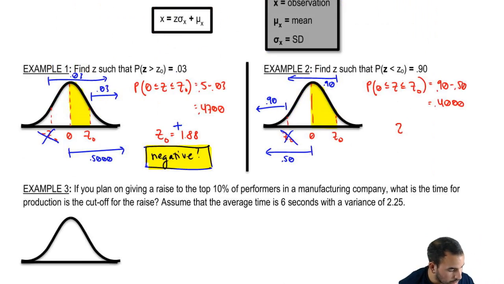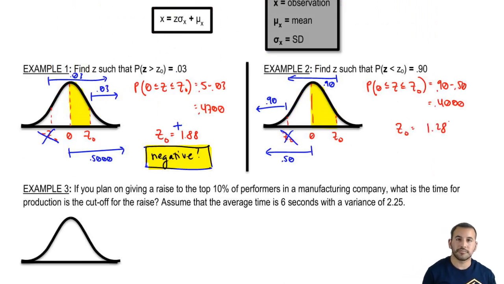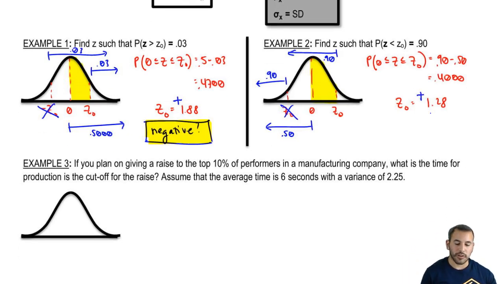So our z then is 1.28. Positive or negative? We're still positive because we're on the right side, right? So that's about it for example 2. And let's move on to our last one.